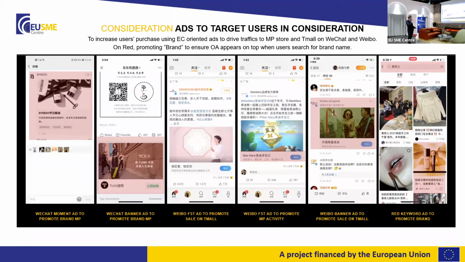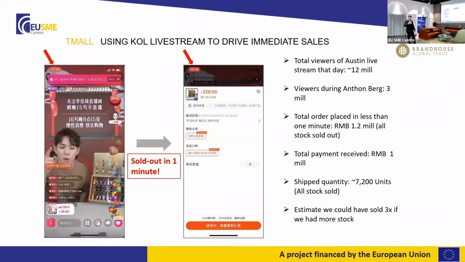Consideration here, as target users in consideration about what points they're actually thinking of making decisions. Here's a WeChat moments ad to promote a brand mini program here on the left side, this one here. We could have Weibo Fensitong ads, and like I said, on Red as well. I've got a special guest here. That's Klaus, KP to his friends, who ran this live stream for a very famous Danish brand.